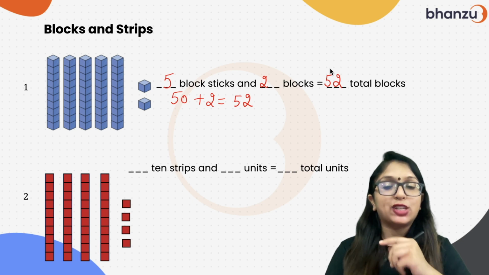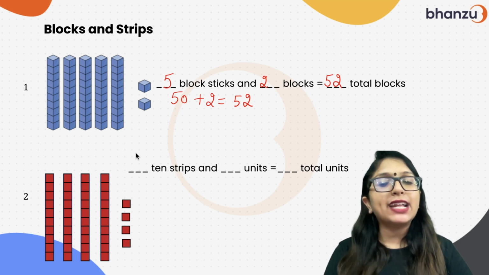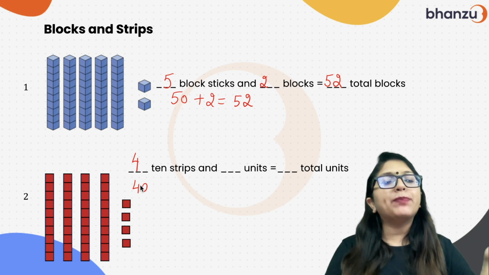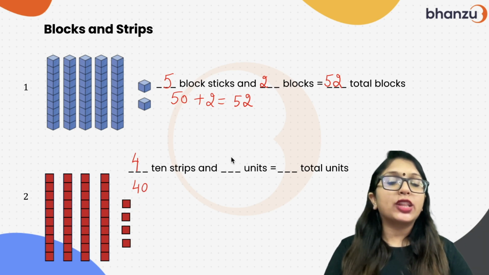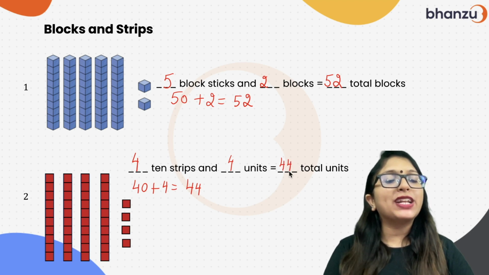Now let's go to the next one. We need to count the strips. Okay. This is 1, 2, 3 and 4. There are 4 10 strips and this is going to be 40, right? 10, 20, 30, 40. And then how many total units are there? 1, 2, 3, 4. So there are 4 units. So 40 plus 4 is going to be 44. So in total 44 units are there.